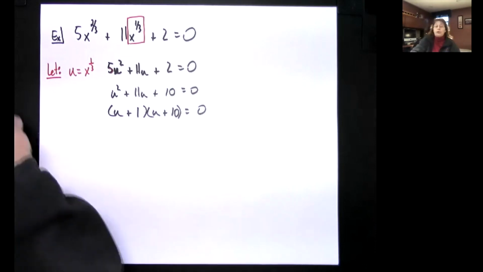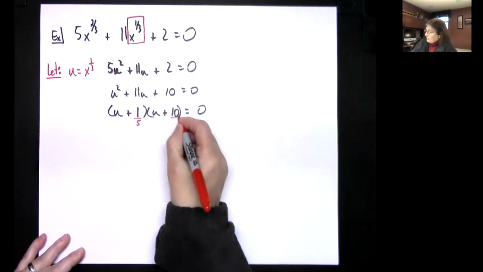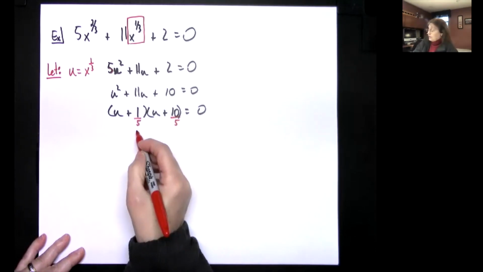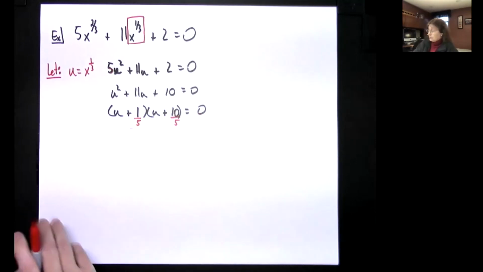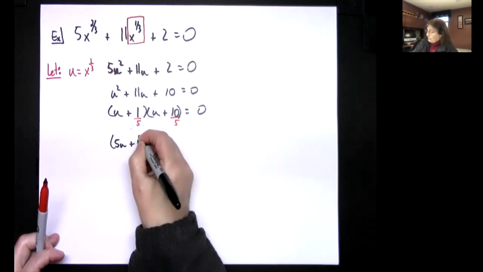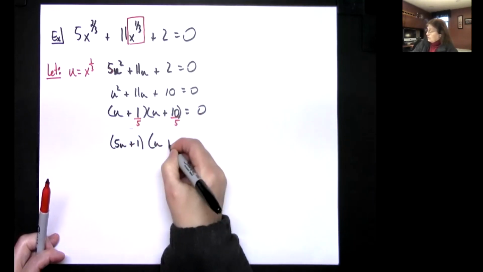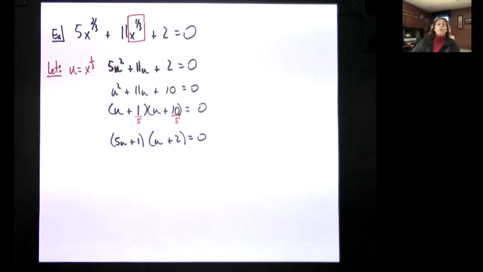At that point, you just don't want to forget the divide by part. So I'm going to divide by the 5, divide by the 5. This one's already in lowest terms, so all I have to do is move the 5 out in front. This one divides out evenly, so that makes that nice. This one turns out to be 5u plus 1. This one turns out to be u plus 2. Then at this point, we're going to set both of those equal to 0.